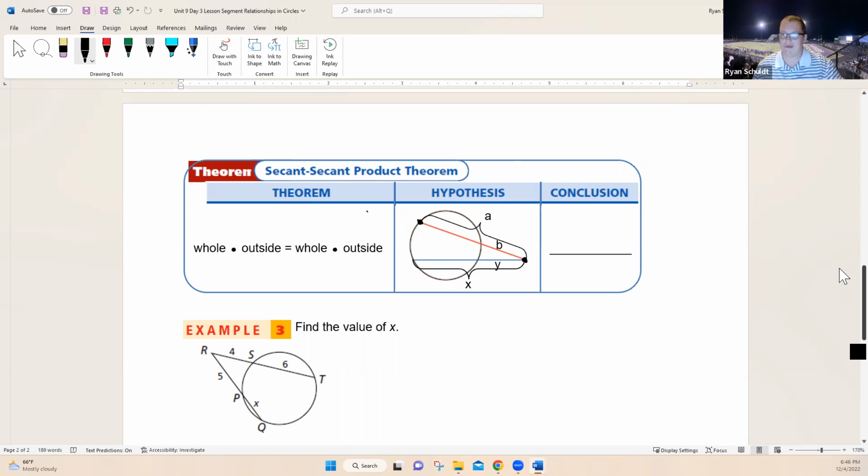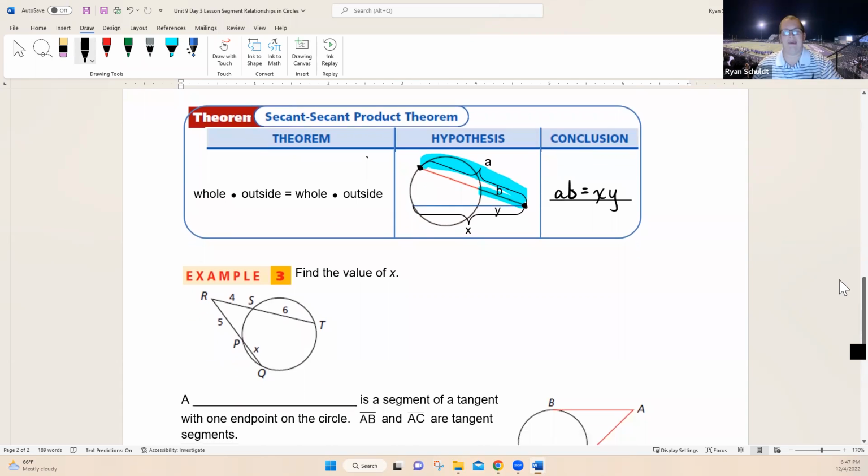Now, there's a theorem that goes with that. The whole times the outside of one segment is equal to the whole times the outside of the other. So the whole A times just the outside, so A times B is equal to the whole, which is X, times Y on the other. That's the secant product theorem. So what do we need? We need the whole, and then we need the outside.